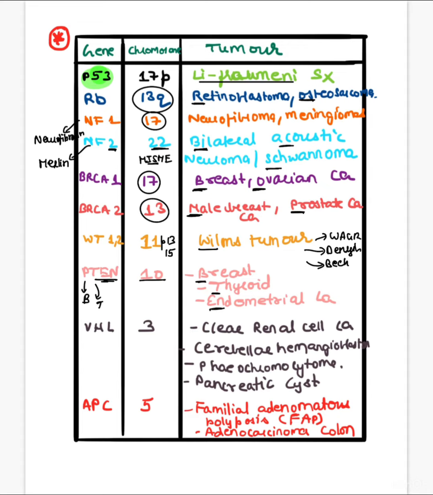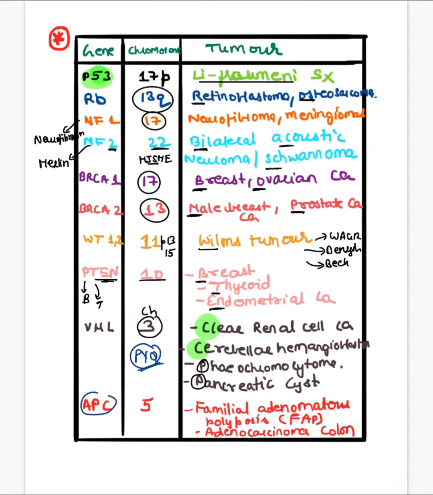Then VHL gene, guys. This is located on chromosome number 3, guys. And what does this cause? This can cause clear cell renal cell carcinoma, cerebellar hemangioblastoma, pheochromocytoma, pancreatic cyst, angioblastoma, guys. This was a PYQ, guys. This is a very frequently repeated question, guys.